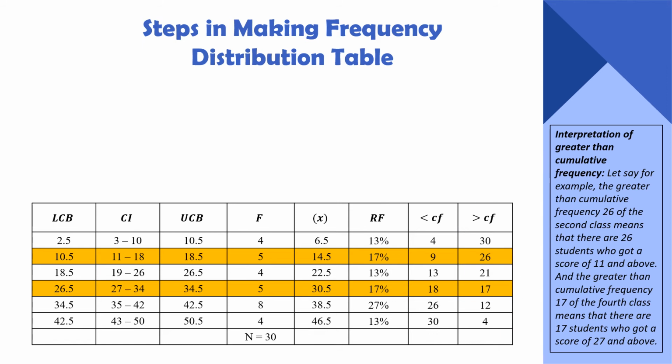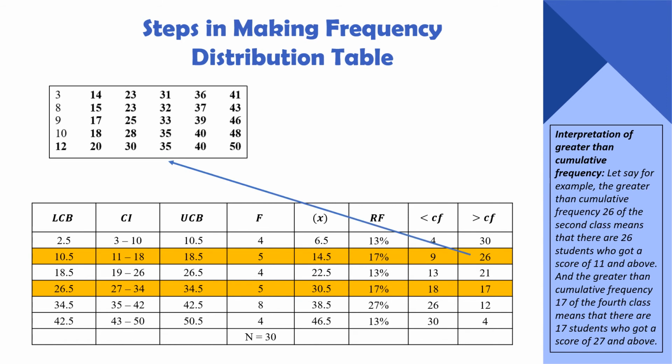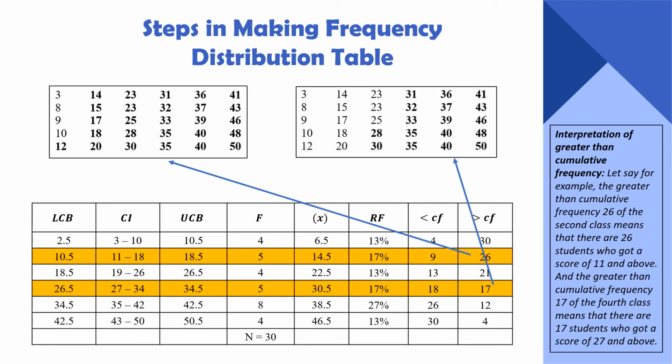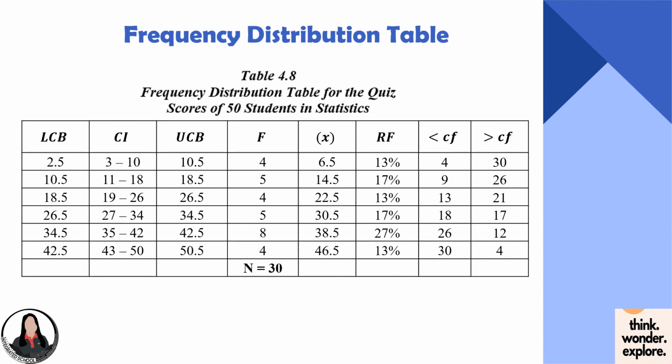Okay. So, if we are to check sa ating data kanina, 26 students got the score of 11 and above. And then, 17 students naman ang nakakuha ng 27 and above na score. So, a complete distribution table consists of lower class boundaries, class interval, the upper class boundaries, the frequency, class mark, relative frequency, the less than cumulative frequency, and the greater than cumulative frequency.